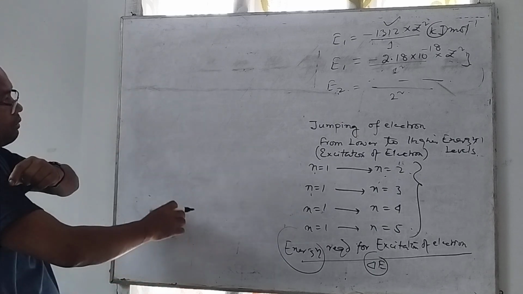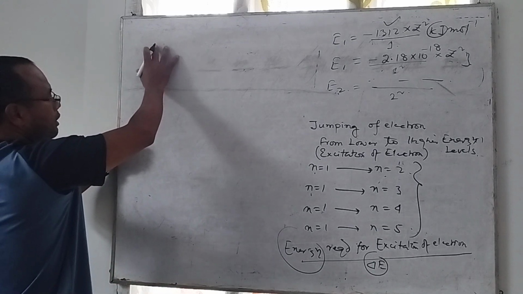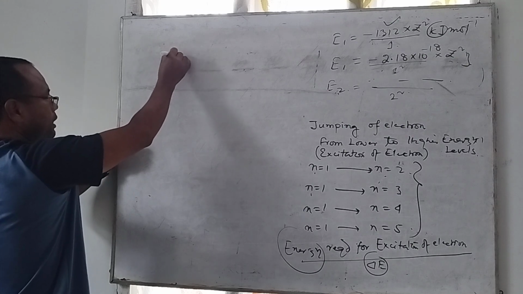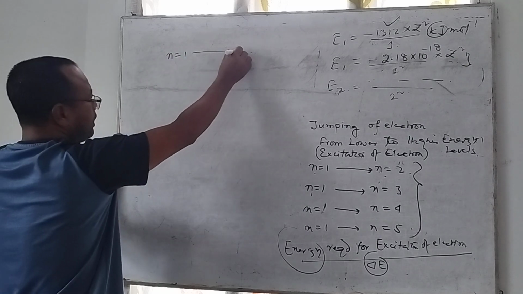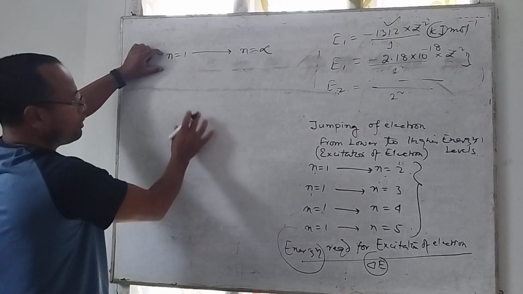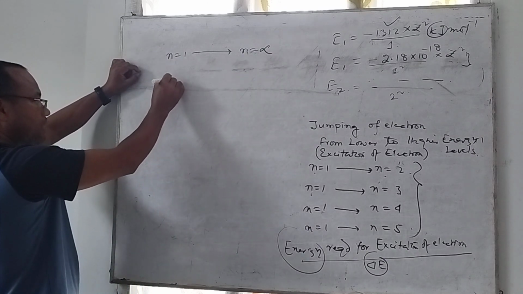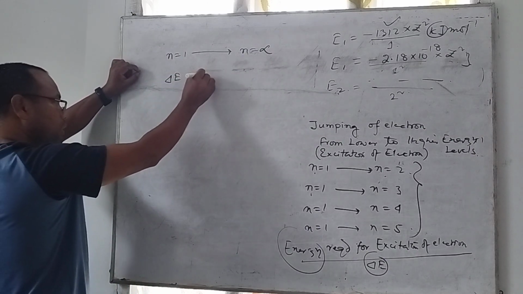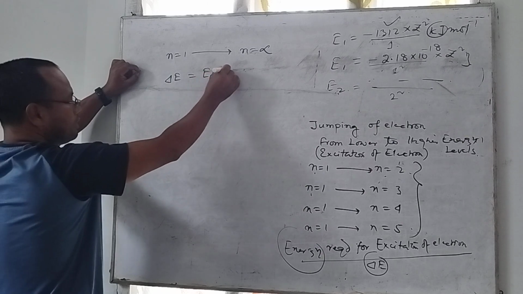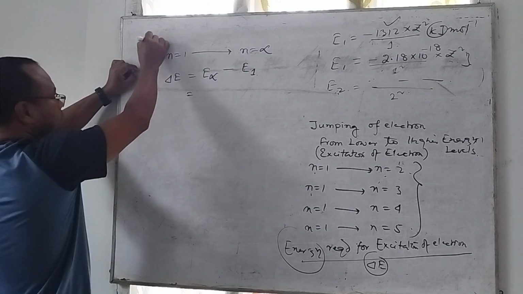So how can we compare it? See, for example, let me show you the excitation of the electron from n equals 1 to n equals infinity. This is also an excitation of the electron, to the highest level. So how do we calculate this? Delta E is equal to E infinity minus E1. This is for the hydrogen atom.